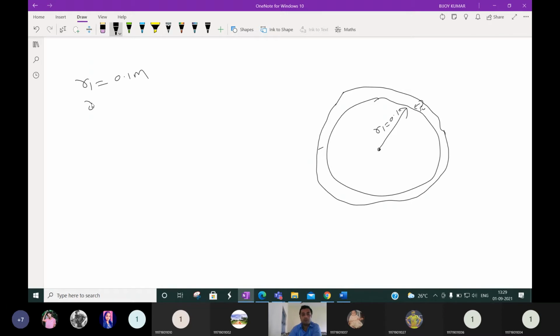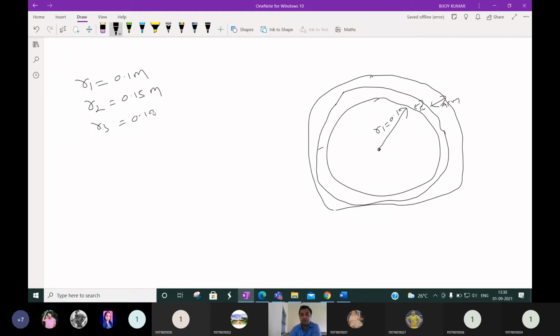So what will be this R2? R2 is equal to 10 centimeter plus 5 centimeter, 15 centimeter, or you can say 0.15 meter. Apart from that, for this diagram, another cylinder is there that is having 4 centimeter. Then R3 is equal to 19 centimeter, or you can say 0.19 meter. This K1 value is given as 0.15. K1 means for this material, and K2 is given as 0.02.